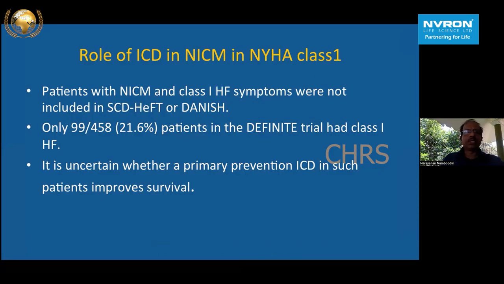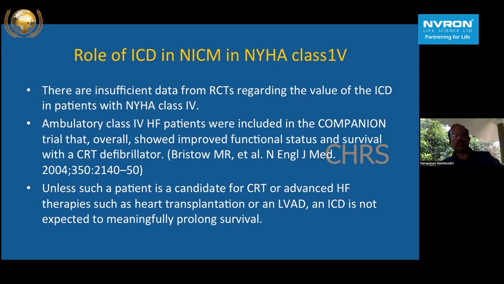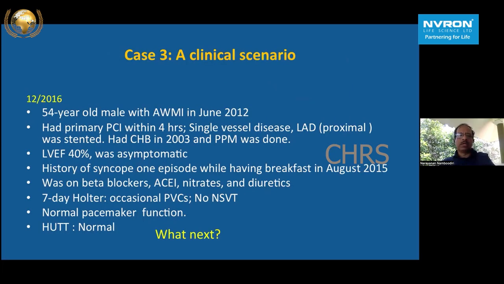And in class 1 patients, as I mentioned, class 1 patients are also underrepresented in the studies, and it's uncertain whether a primary prevention ICD is beneficial in non-ischemic cardiomyopathy. In fact, the DEFINITE trial had only 20% patients in class 1 heart failure. But in class 4, there is again insufficient data regarding the value of ICD, as I mentioned, because these sick patients had not been included, and some of these sick patients had also received CRT, so it's difficult to accumulate data in this subgroup.